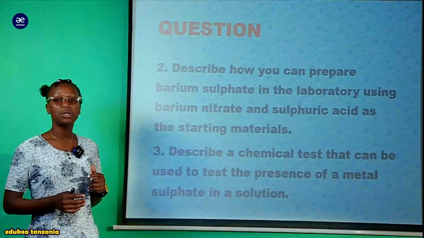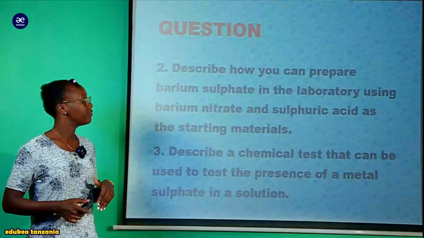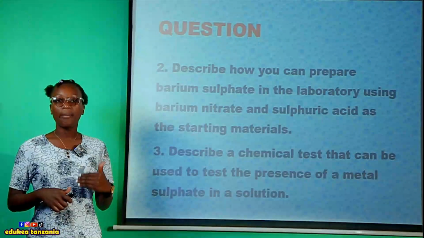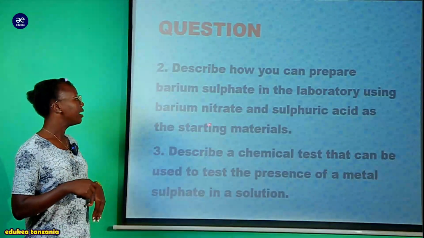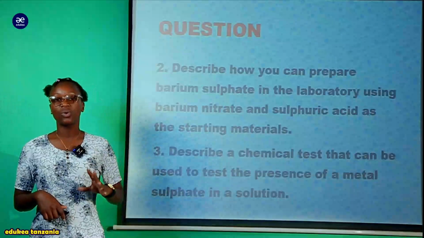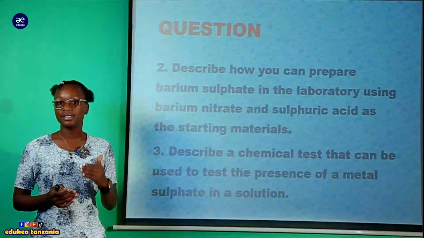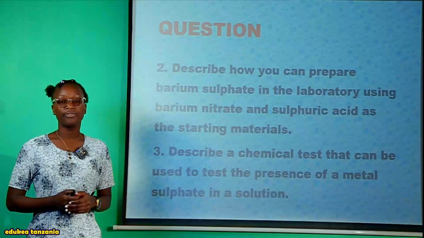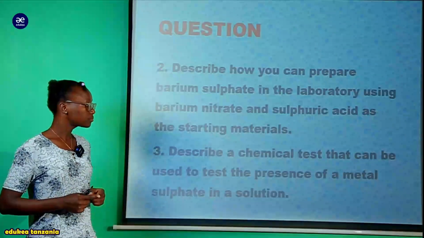So my student, as we know, there are a lot of means in the laboratory for preparation of this sulfate compound, lakini yeye kakuambia kwamba utumie the starting material kama barium nitrate lakini pia na sulfuric acid. So it means that once we use this barium nitrate with the sulfuric acid as a starting material, obviously we will be able to make the preparation of the barium sulfate in the laboratory context.